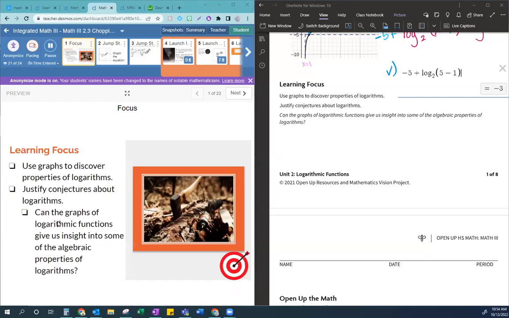Okay, so today we're going to go over 2.3, which is called chopping logs. You're going to be able to use the graphs to discover properties of logs and then justify conjectures about logarithms. If you don't know what a conjecture is, simply put, it's like you're making observations and you're like, hey, I think it might mean this. I think all logs have this, right?